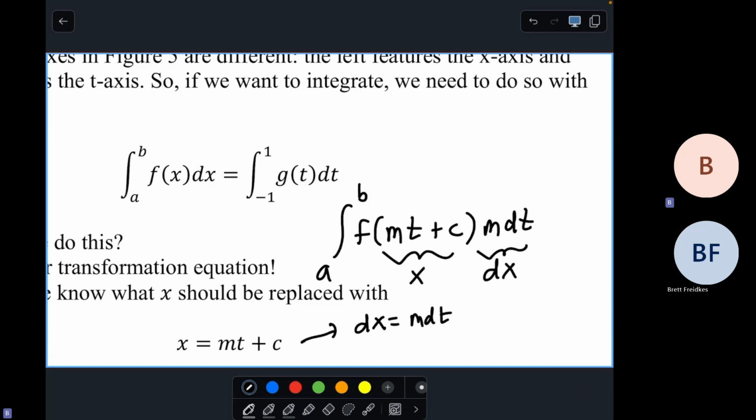Once we do this transformation, what that allows us to do is change these bounds. They're not a to b anymore. They're now -1 to 1. And this whole function here with the m is what? That's g of t. And once you do that transformation, you can now use the tables. Does that make sense?